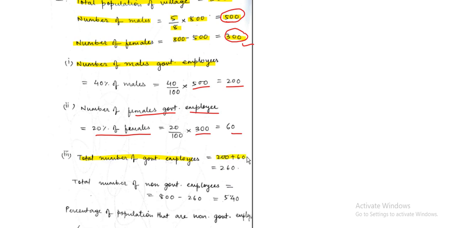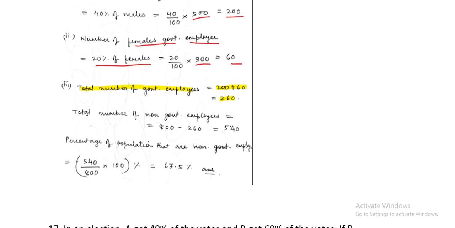200 plus 60, that is 260. Now we will write total number of non-government employees how much? The total population was 800 and government employees 260. Then remaining will be the non-government employees, that is 540.